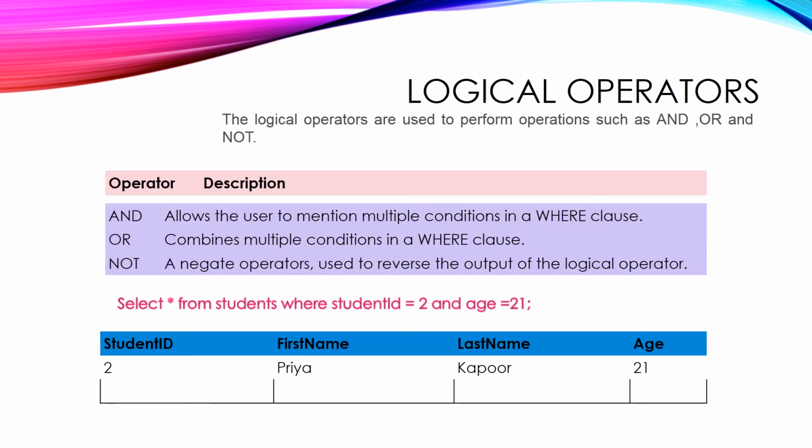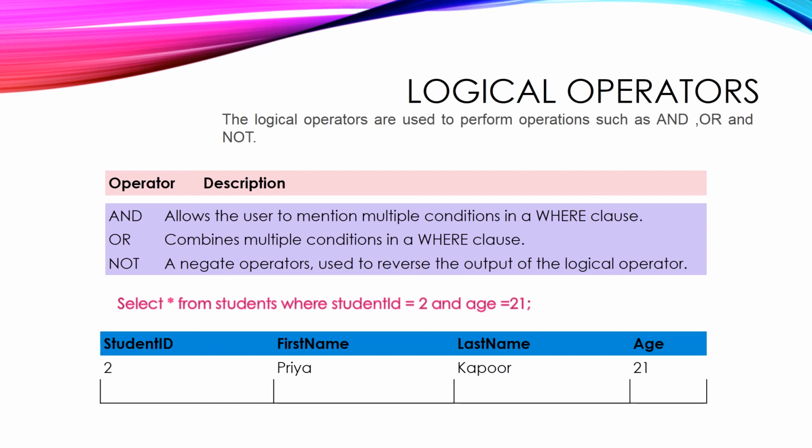The next operator is logical operators. The logical operators are used to perform operations such as AND, OR, and NOT. The AND operator allows the user to mention multiple conditions in a WHERE clause. The OR operator combines multiple conditions in a WHERE clause. The NOT operator is used to reverse the output of logical operators.